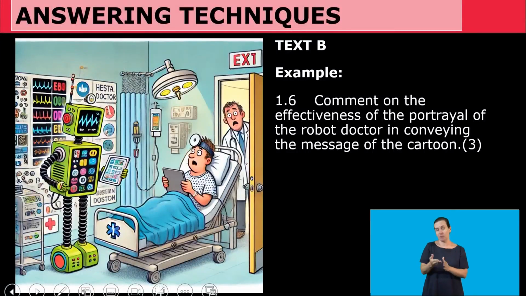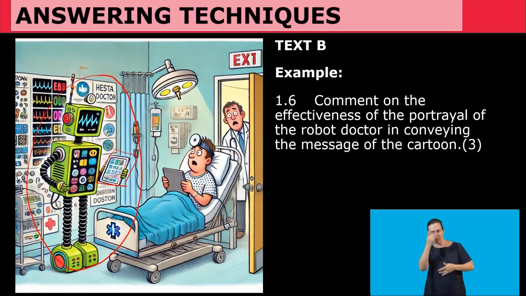Now, as you are aware, there's also a text B in Reading for Meaning and Understanding. Here is an example of a text B. It is obviously a patient in hospital and there is a robot doctor with a clipboard seemingly attending to the patient. In the background at the door, we can see a human doctor. He looks quite worried. You can see that he's a doctor by the stethoscope around his neck, and even the patient seems quite alarmed by what is happening.